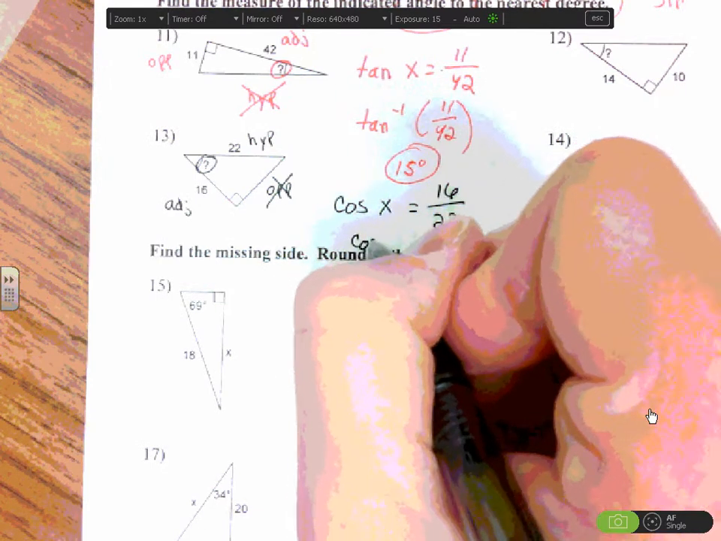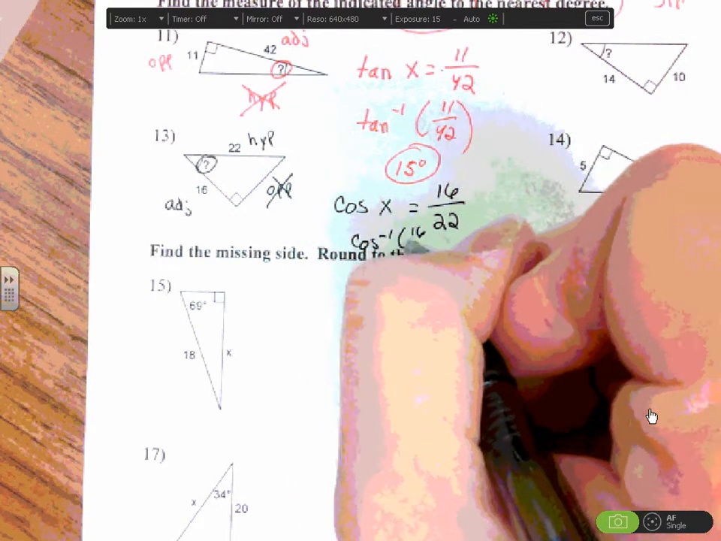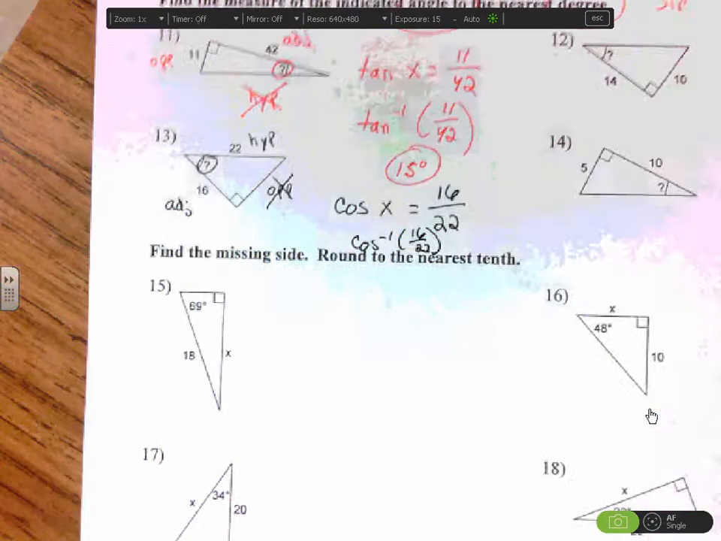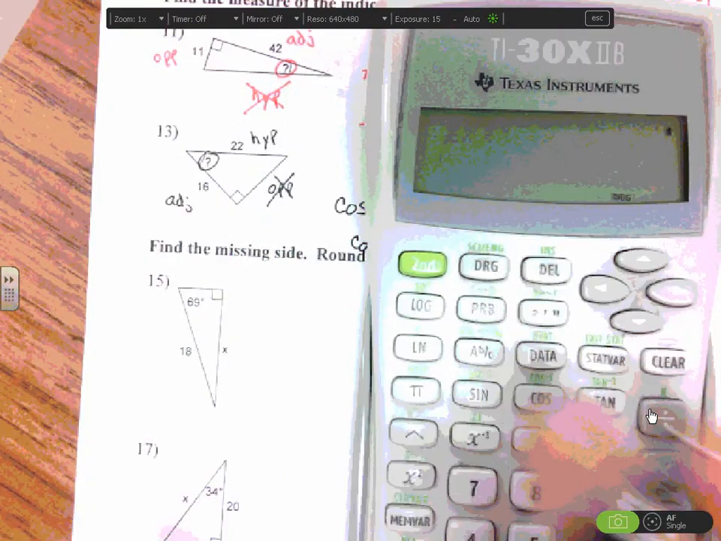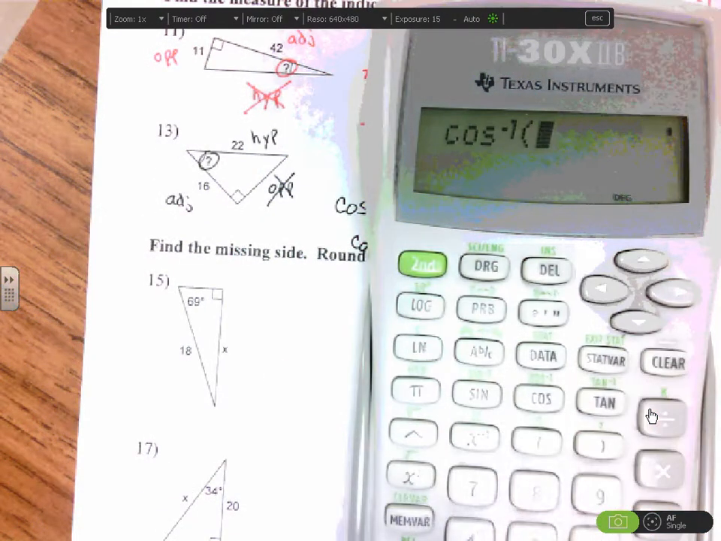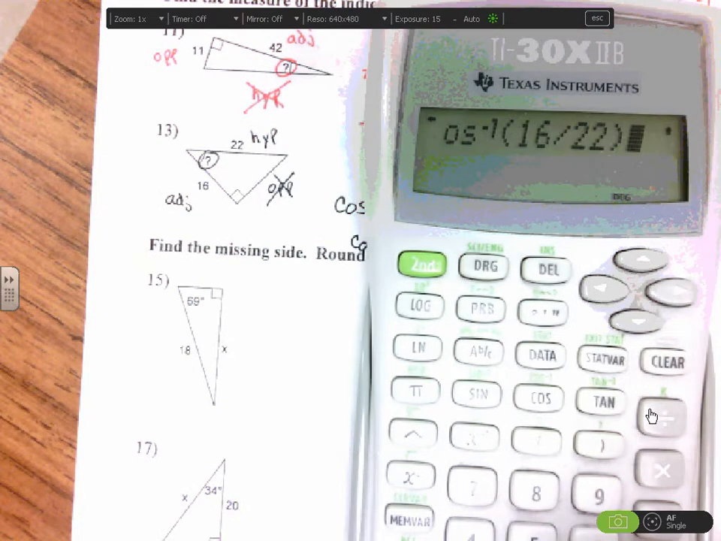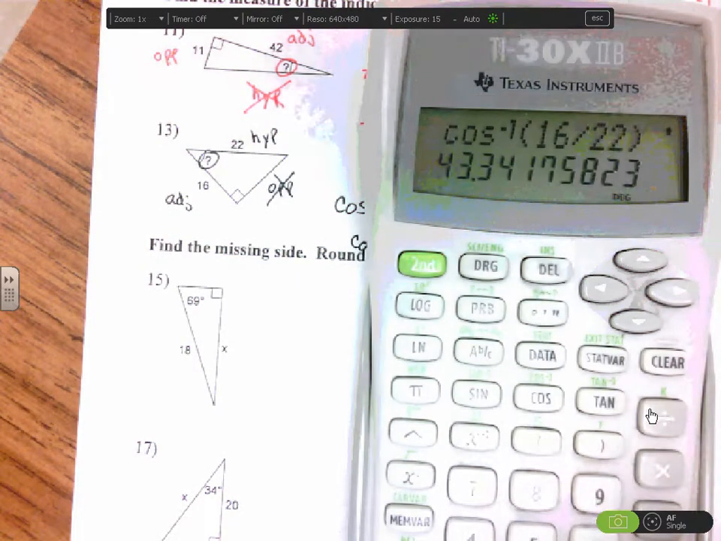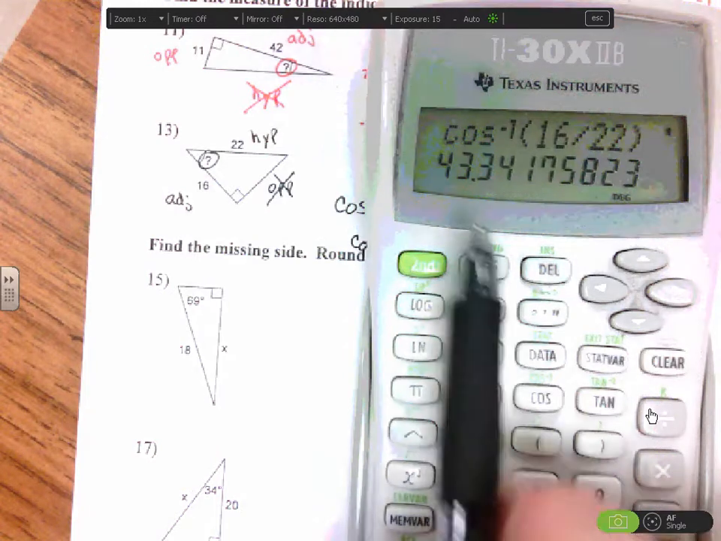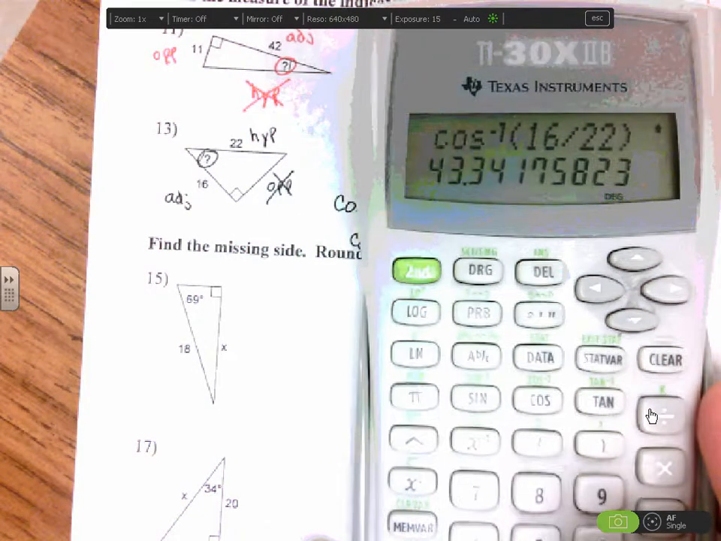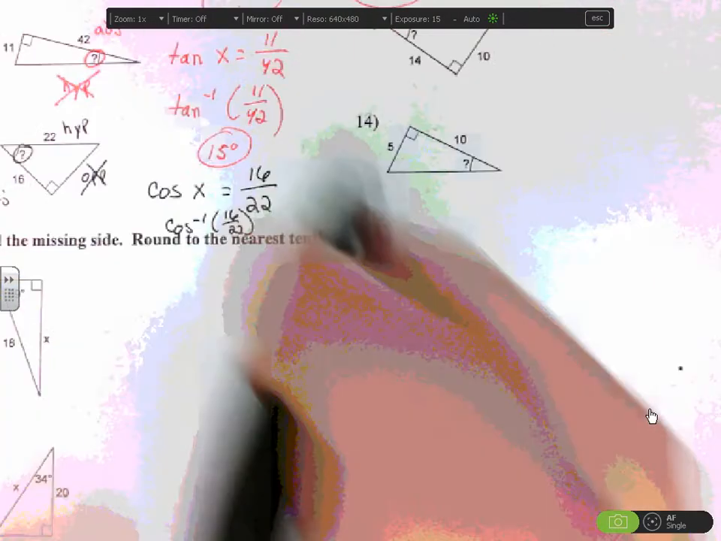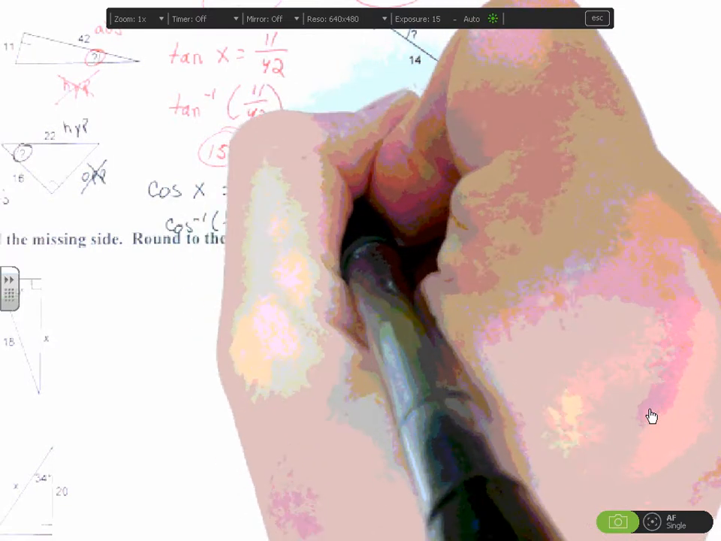In my calculator, I need to put inverse cosine, 16 over 22. So let's clear it. Second cosine, 16 divided by 22, close parenthesis. 43.34, nearest degree would just be a 43 degree.